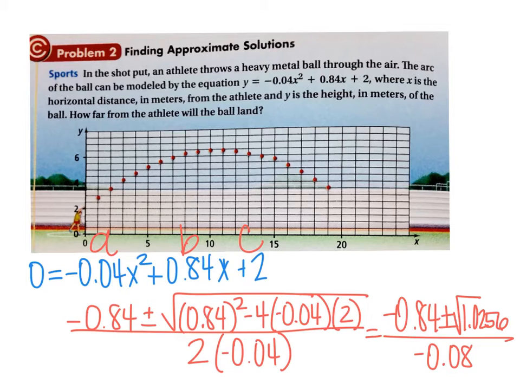Okay, now you are going to take your calculator to do negative 0.84 plus the square root of this divided by this. And then you're going to take your calculator and do negative 0.84 minus the square root of this divided by this. When you do that, you should get, if you add them, about negative 2.16. And if you subtract them, you should get about 23.16.